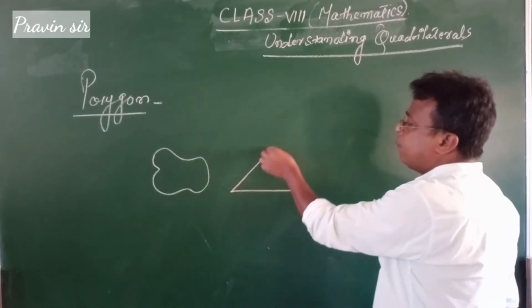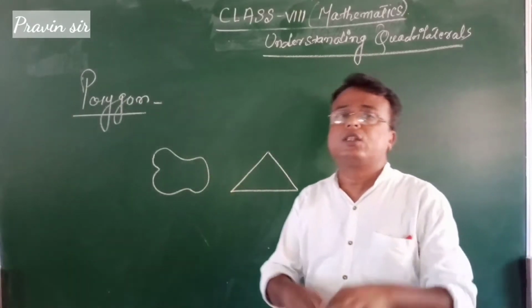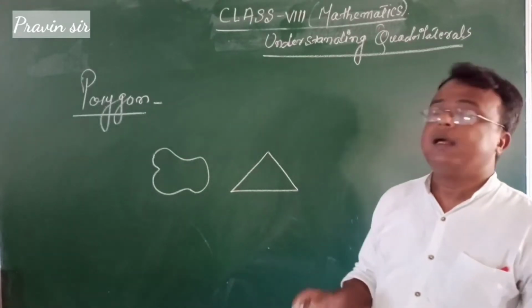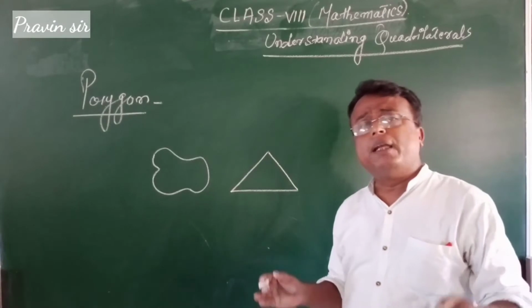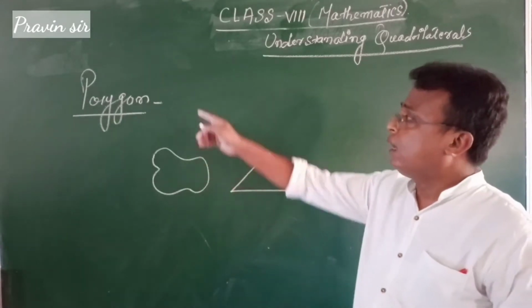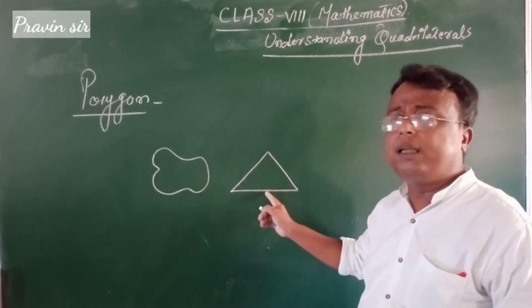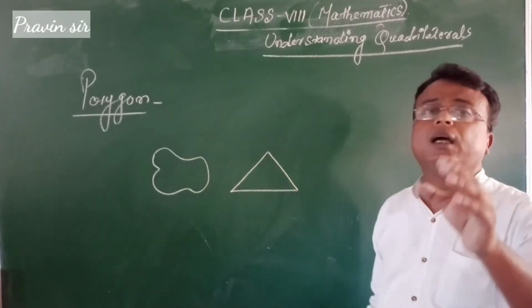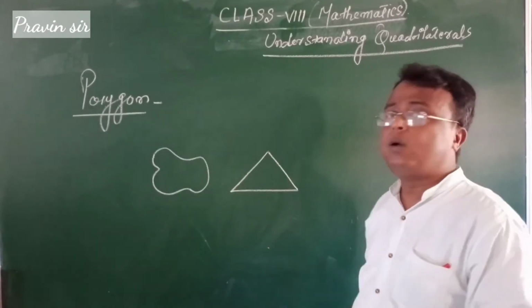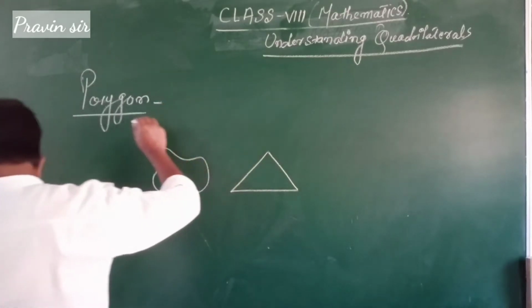This closed curve is made up of line segments, but this closed curve is not made up of line segments. Those closed curves that are made up of line segments are called what? Polygon. Are you getting it? This is a polygon. Why is it a polygon? Because this closed curve is made up of line segments. So what is the definition of a polygon then?